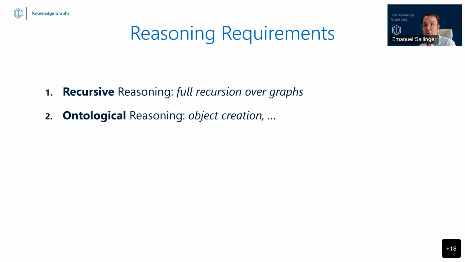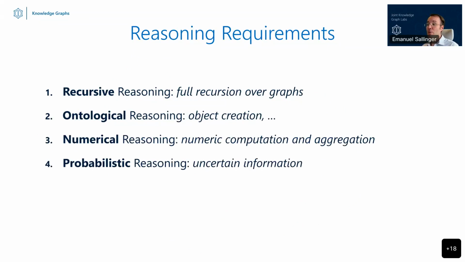So, two things we have already seen: we need recursion, and in particular full recursion. Any Datalog recursion should be executable, no compromise. There should never be a situation where we can have Datalog recursion and not execute that. We want all ontological reasoning, including object creation. But one thing we've already seen is numerical reasoning, including aggregation.